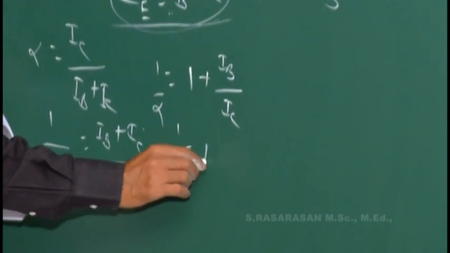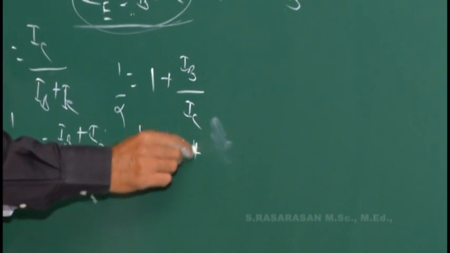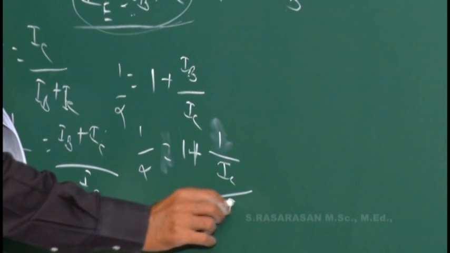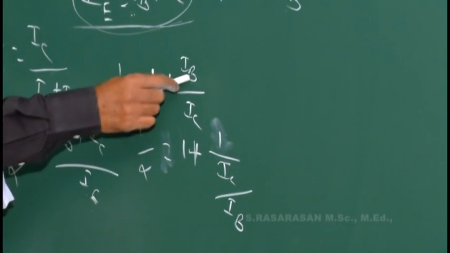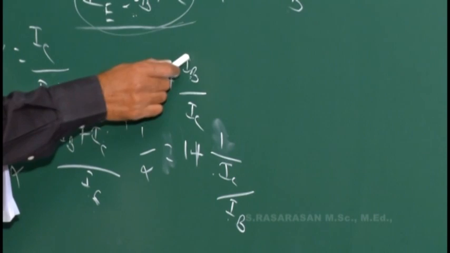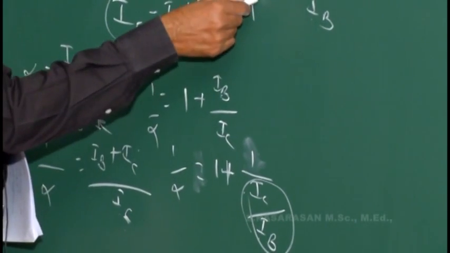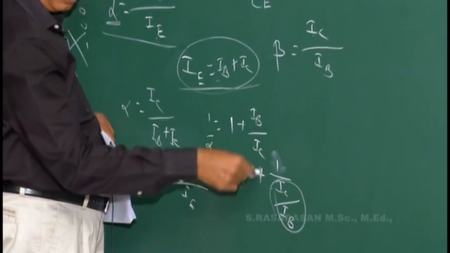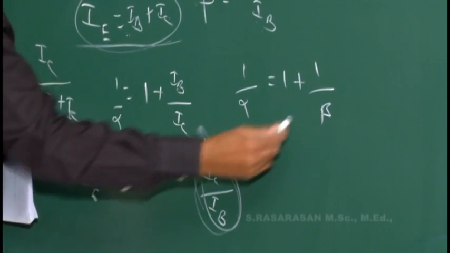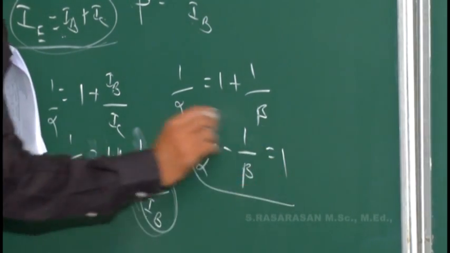Or you can write 1 by alpha is equal to 1 plus IB by IC. Without changing the meaning, without changing the value, I want to write this in this manner, IC by IB. Is it wrong? If you take the numerator, you must write the denominator, without changing the result. So IB by IC, I can write as 1 by IC by IB, no problem. What is IC by IB? Beta. What is IC by IB? Beta. So here I will put beta. So 1 by alpha is equal to 1 plus 1 by beta. Now bring this 1 by beta to this side. 1 by alpha minus 1 by beta is equal to 1.